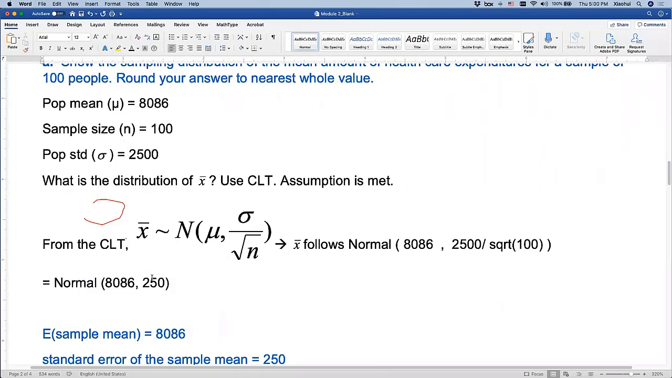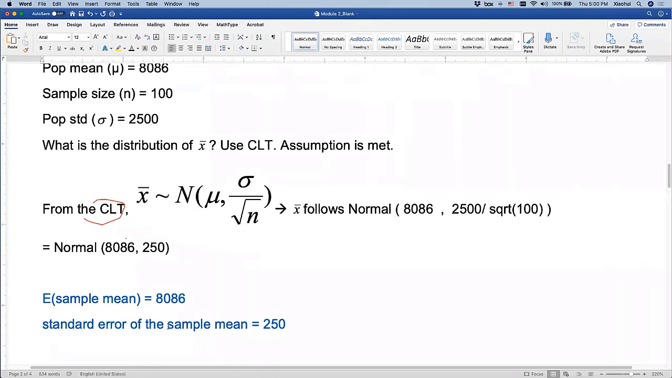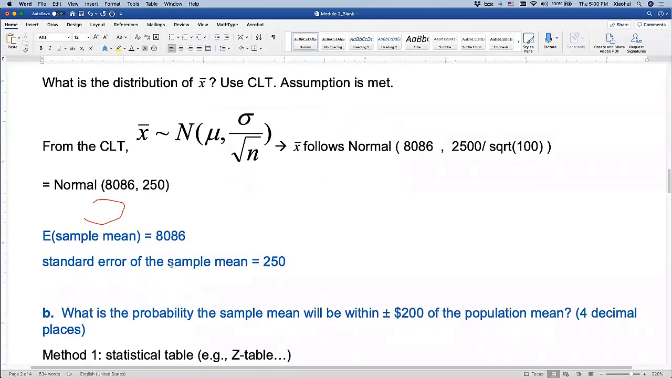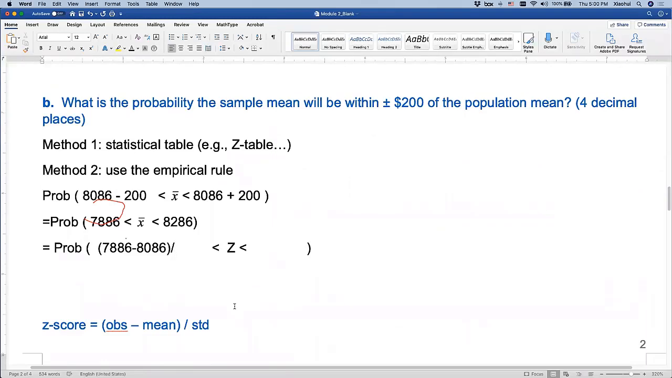We also found a new standard deviation, which is the standard error of the sample mean, 250, which is also given here. So which one do you think I should divide it by? Should I divide by the population standard deviation? Or maybe I should divide by the standard deviation of the sampling distribution of the sample mean? Is it 250 or maybe 2,500? Okay, this part it should be 250.